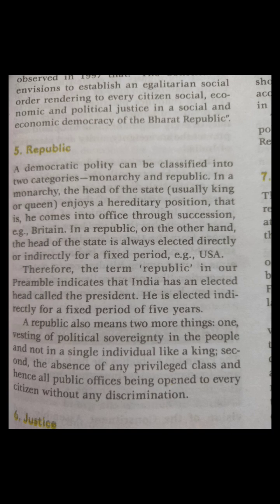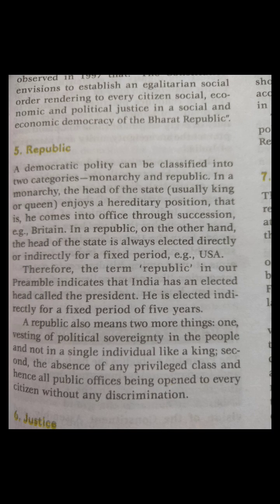3. What being a republic means for India. In India, being a republic means A. Elected head of state. India's president is elected indirectly. This means the public doesn't vote directly, but elected leaders, MPs and MLAs, vote. The president's term is 5 years. This ensures that no one stays in power forever.